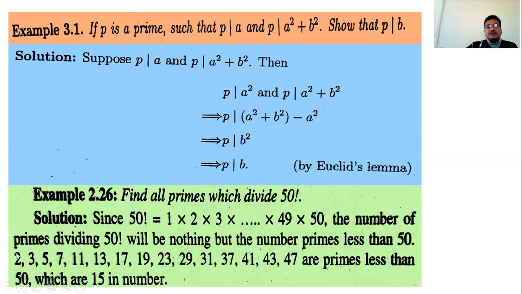And these are how many in number? 15 in number. Therefore the answer to the question, find all primes which divide 50 factorial: these are the primes. These 15 primes are the divisors of 50 factorial.